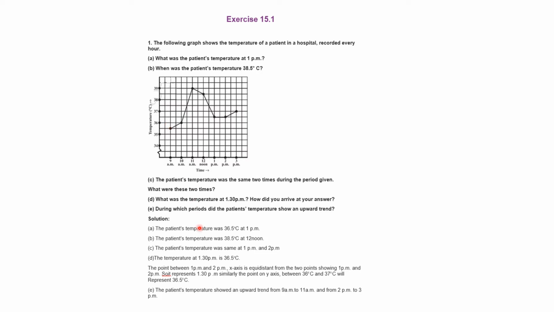Here is our fifth part. During which period did the patient's temperature show an upward trend? Just see, it goes in the upward direction, then downward, then upward. The upward trend is from 9 to 11, and between 2 and 3 also it is showing an upward trend. So that is our first question.